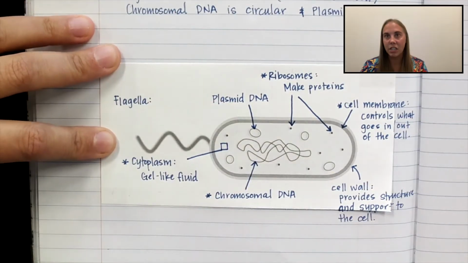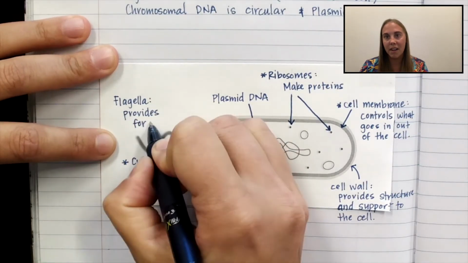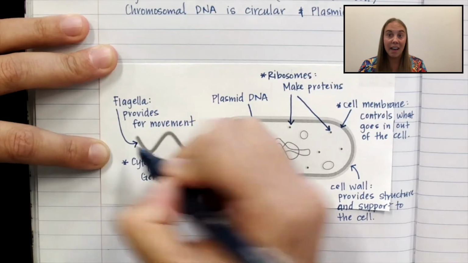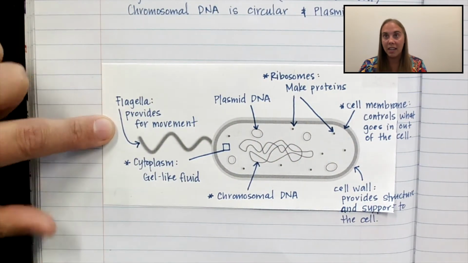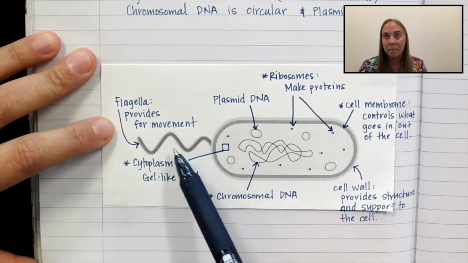There is a flagella. Now the flagella is this whip-like structure that provides for movement for the cell. Some prokaryotes have a flagella, some don't. Some can have multiple flagella. That's one of the things that's kind of optional for this cell.